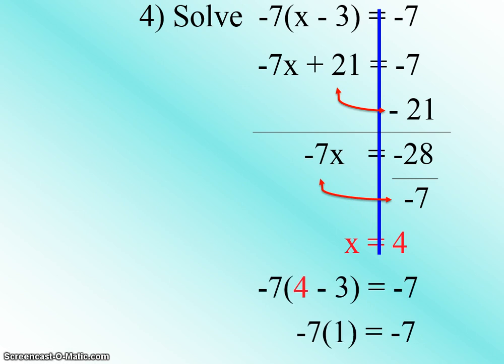And our last step, you got it. Check your work. So you put in 4 minus 3, you get 1. 1 times negative 7 is negative 7. It's a true statement. We got it right.